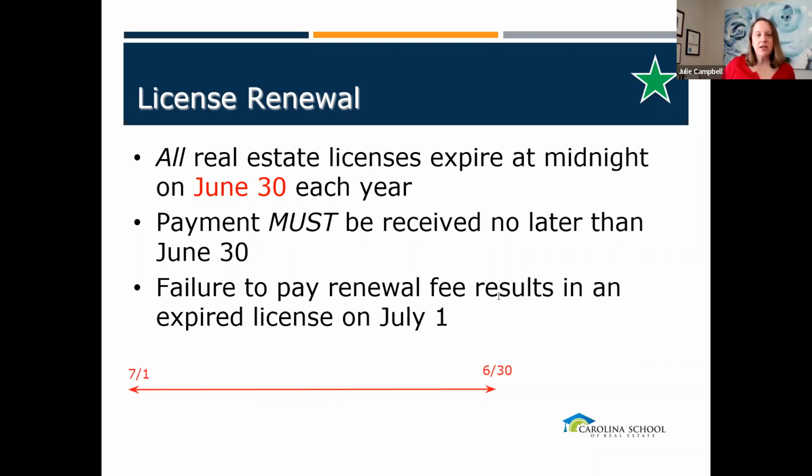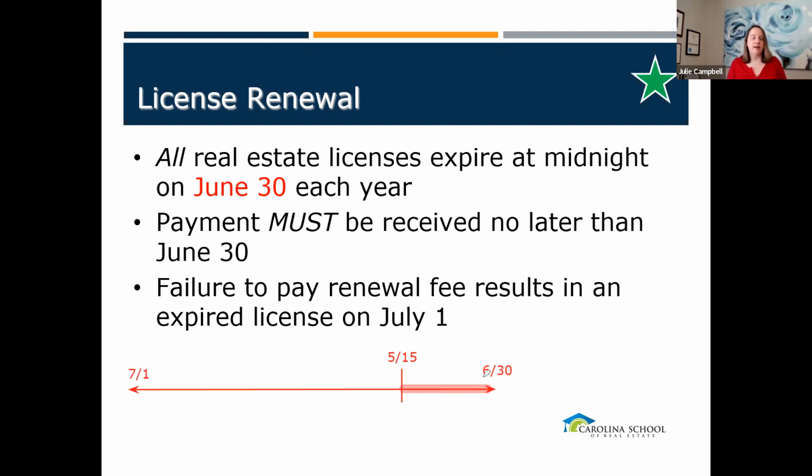And if you don't submit your renewal fee by 11:59 p.m. on June 30th, at the stroke of midnight on July 1st, your license is expired. We are given each year a renewal period from May 15th to June 30th. Every single year, we have a renewal period of May 15th to June 30th, which means every year we have 45 days to pay our renewal fee. Last year, and for the last, I can't remember how many years, it's been so long now, the renewal fee has been $45. So you got 45 days to pay $45.